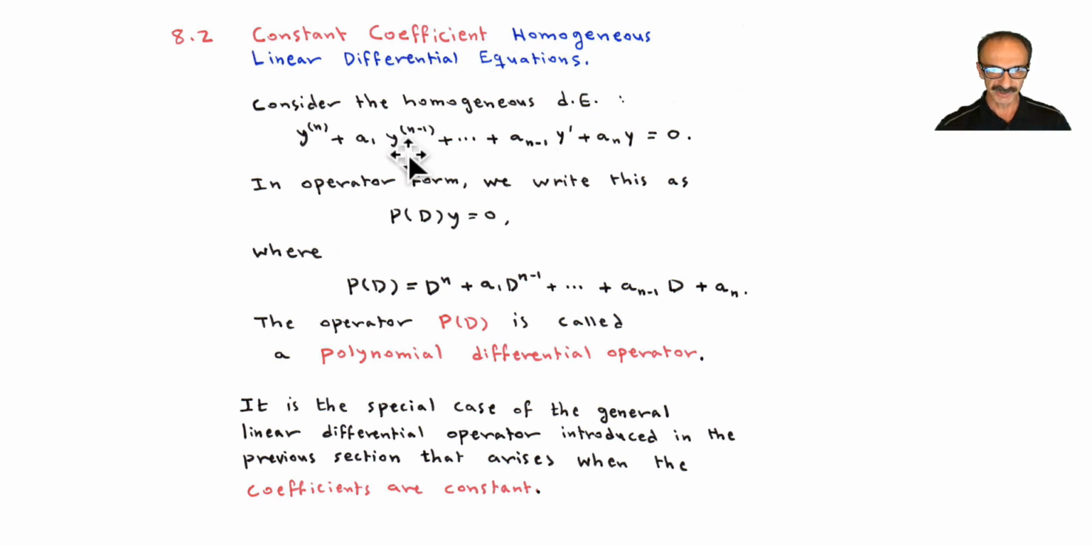So these numbers a sub 1 all the way up to a sub n minus 1 and a sub n in this section are constants. I'll take it back, constants. Okay.